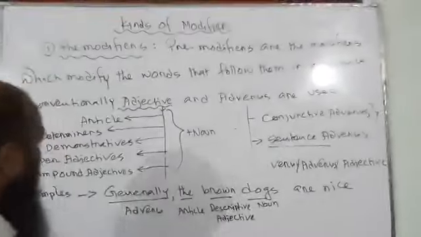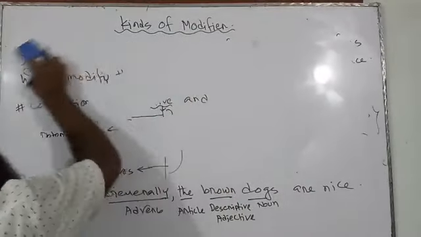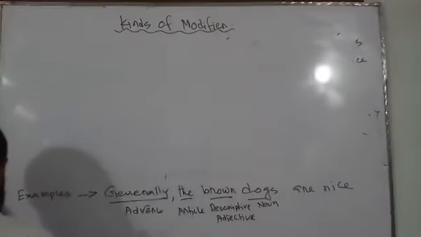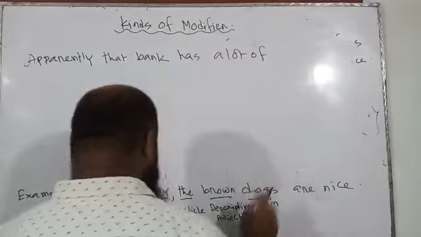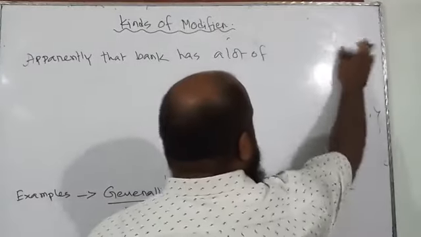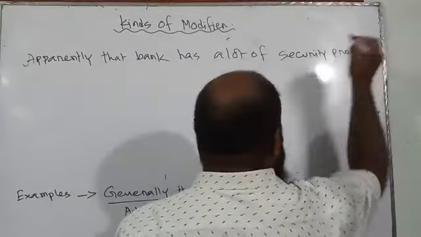I am going to write another example. I am going to rub the upper portion of the board. I think you have written it. Apparently, that bank has a lot of security process. Okay. Apparently the bank has a lot of security process.